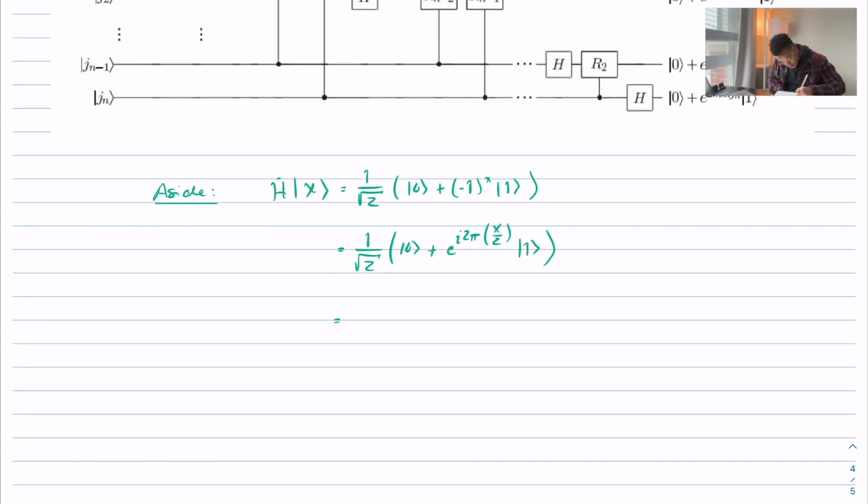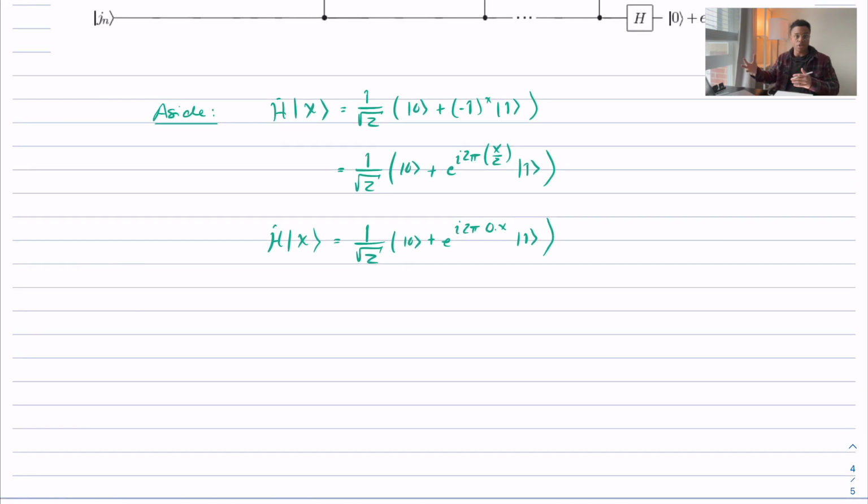And so lastly, we can wrap that up by saying e^(i2π 0.x1). So another way to say this is that applying the Hadamard gate for this 1 qubit state is the Fourier transform of that 1 qubit state.